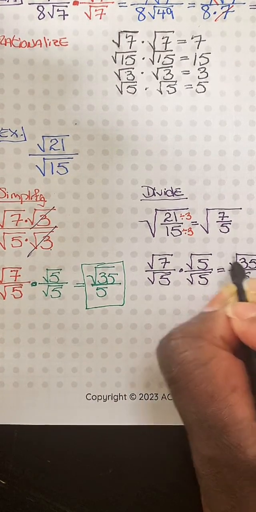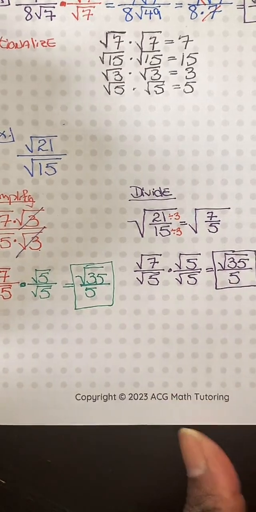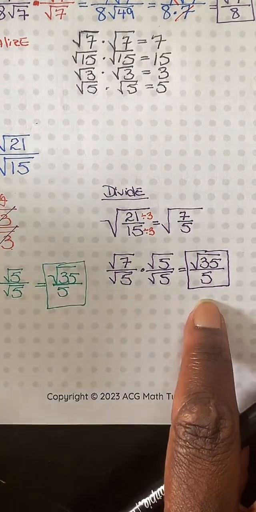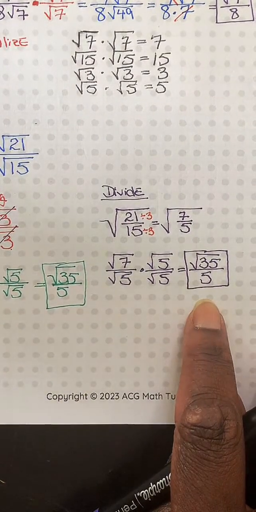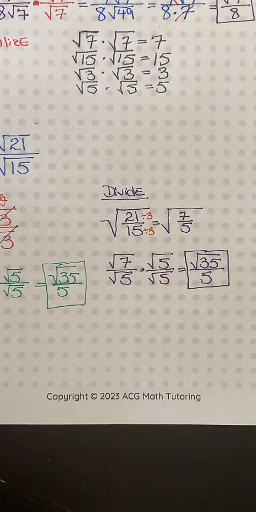over 5. And I know someone out there in this known universe is going to say, hey, Audrey, could we just divide the 35 into 5? No, because that square root of 35 is underneath the radical. So since that's underneath the radical, I can't touch it.